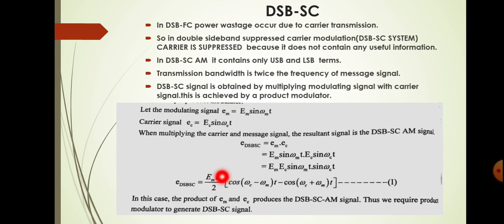In this equation, you can notice that only the difference frequency term and the additional frequency term are present. No carrier term is present, right? So in this case, when we are taking the product of EM and EC, we will get a double sideband suppressed carrier signal. That means the carrier signal, that is the cos omega CT term, will not be present as in the case of the DSBFC signal, but only the upper sideband frequency and lower sideband frequency are present, right?